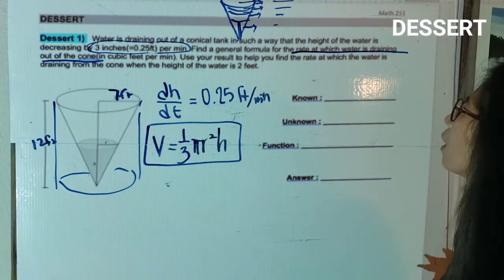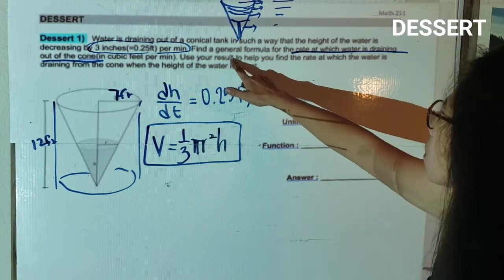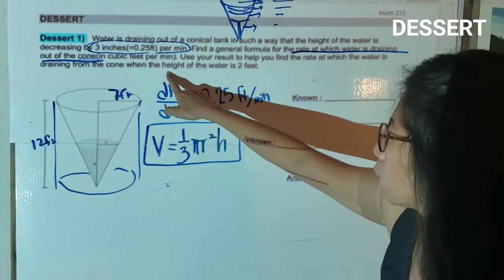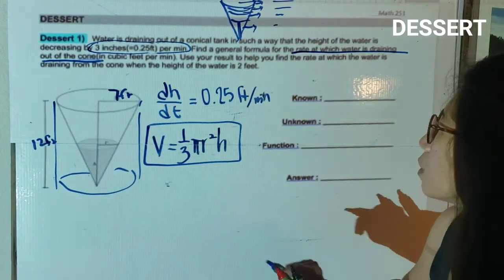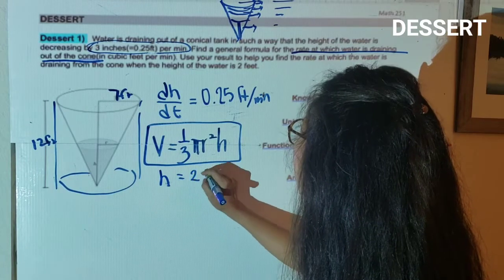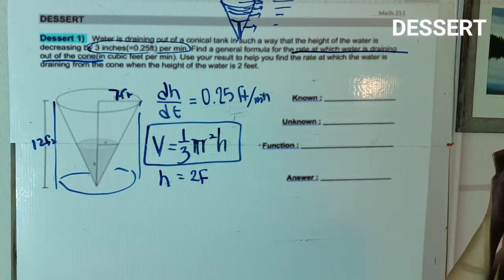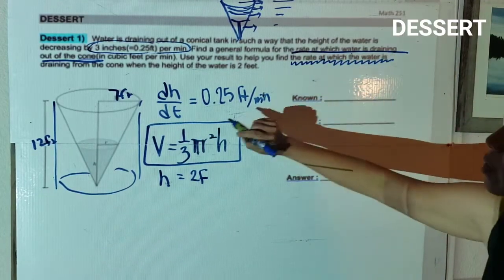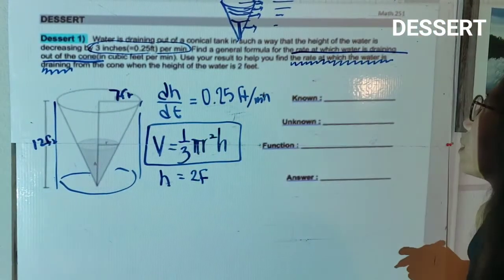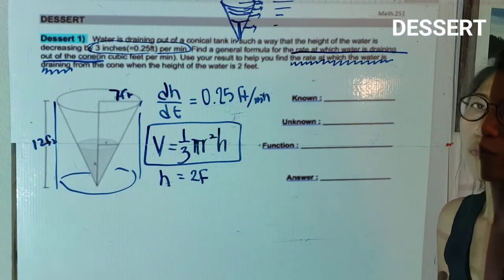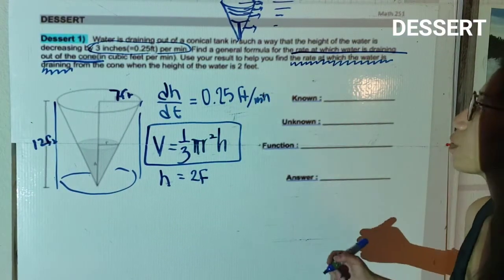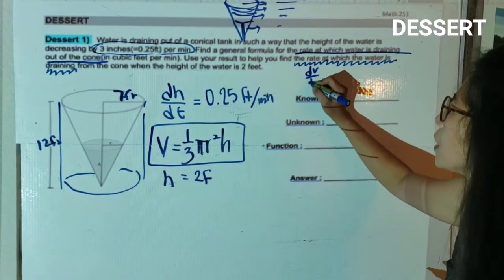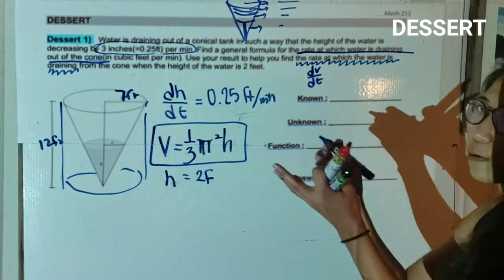Then we need to see what else I need to find. Your result helps you find the rate at which water is draining from the cone when the height of the water is 2 feet. So the height of the water is 2 feet. They said find the rate of water draining. What would that be? How can I write it in terms of the language here using R, H, and V? Do you feel that that's dV/dt? Water draining out, the volume draining out.